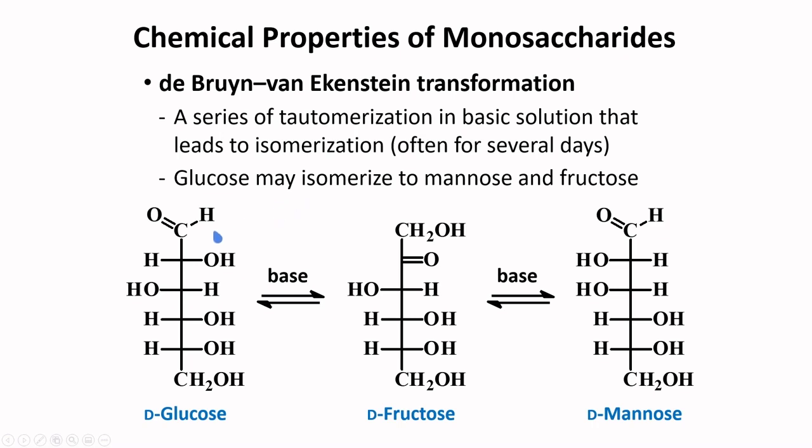Recall that this alpha hydrogen is acidic and can be taken by a base, which in the process would form this ketone component or facilitate an inversion of configuration. Hence, D-glucose may isomerize to D-fructose and D-mannose.